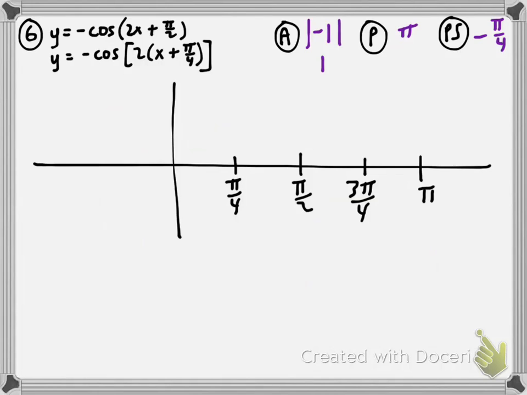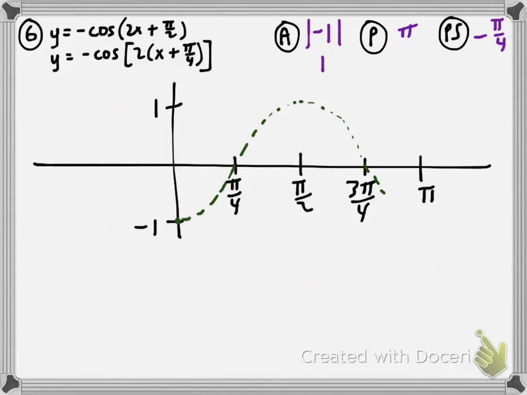Okay, and then the negative cosine, again the amplitude is 1, but negative cosine just reverses. Instead of starting at 0, 1, it starts at 0, negative 1. Okay, we go up like this. Now how do you know that? Well, you can plot some points.